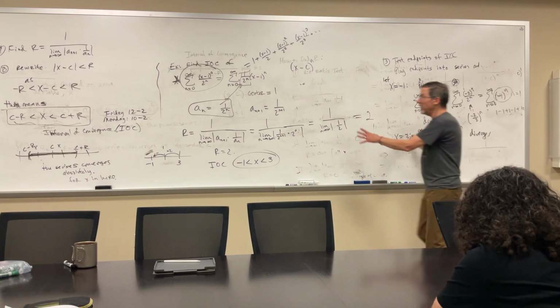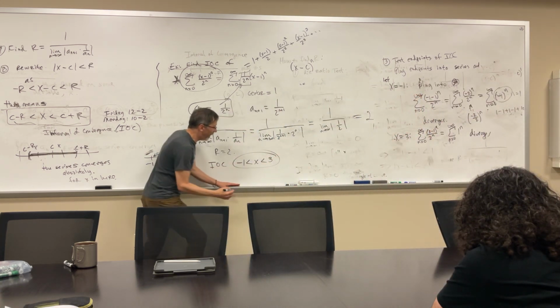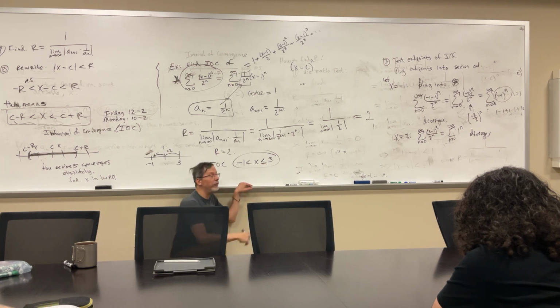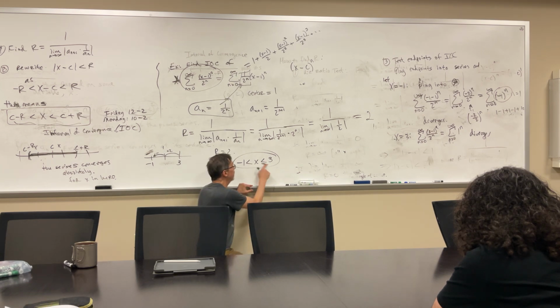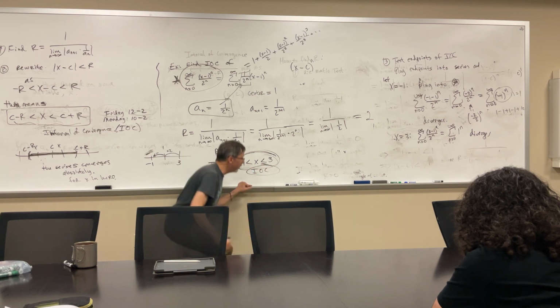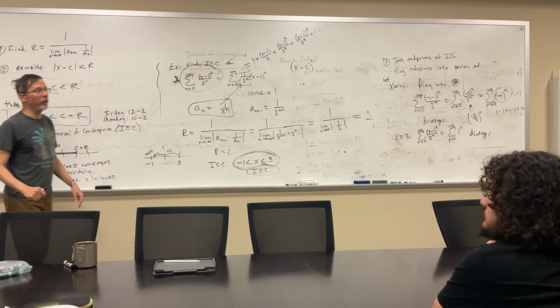So we're done. If one of those had converged, say it had converged at 3, I would have included 3. If not, like we have, this is it. So we don't include the endpoints. This is the interval of convergence. Those are the only x values this converges for.